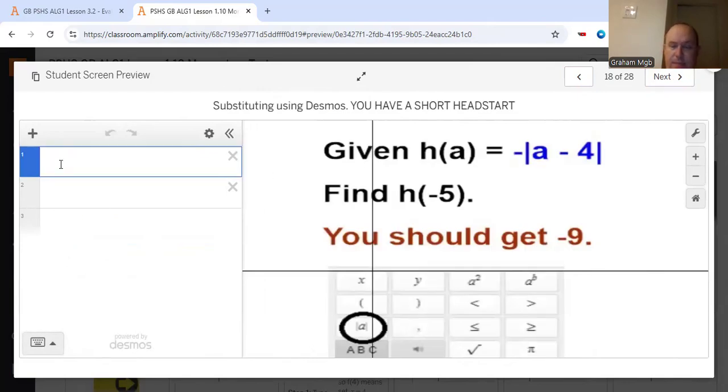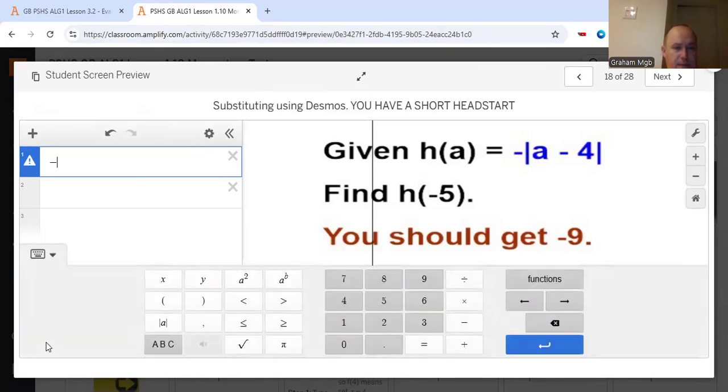This time, this is absolute value. This is when it takes something that's negative and changes it to a positive. If it's already positive, it will leave it as positive. So down on the keyboard, there you go. You can see the lines around the symbol. So let me click that.